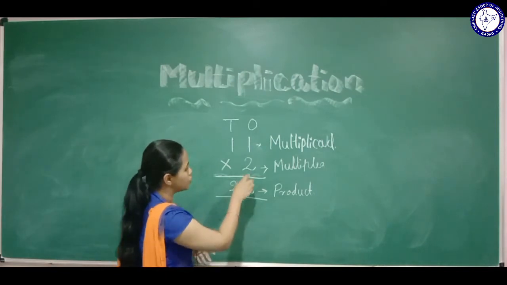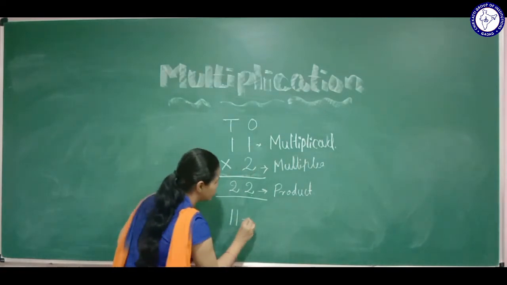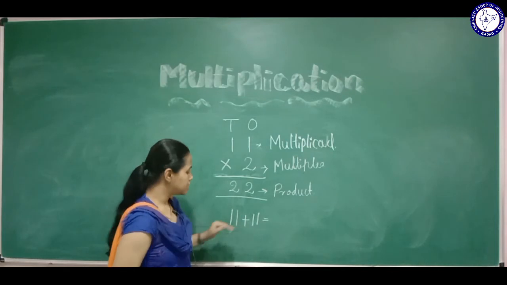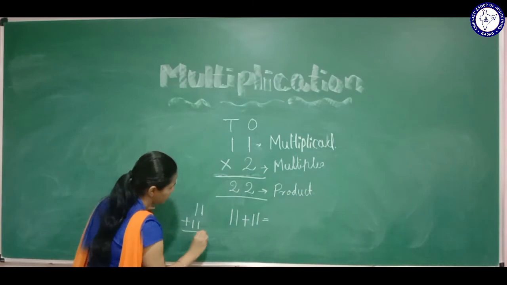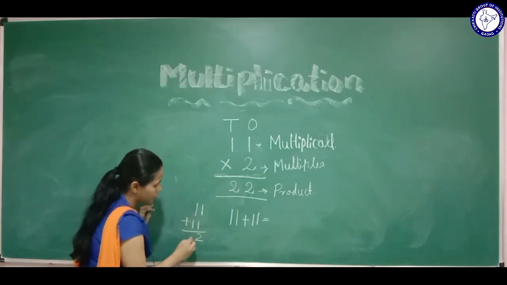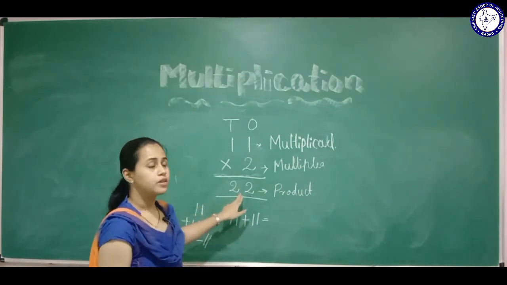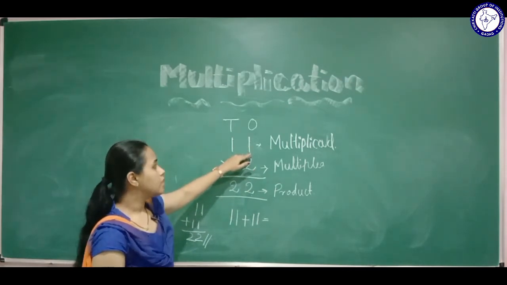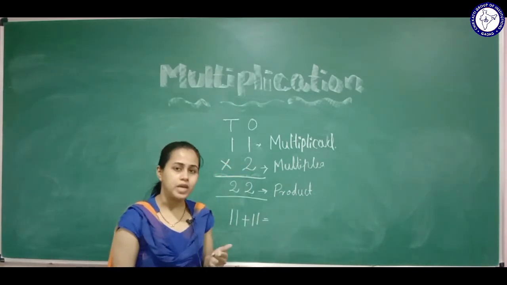See here, 11, how many times? 2 times, right? So 11 plus 11. Can we calculate this one? I'll just write it like this, right? 1 plus 1 is what? 2, right? So 1 plus 1 is 2. We got the same answer, right? So this is what we are multiplying by the multiplier. We have multiplied 2 times here, right?